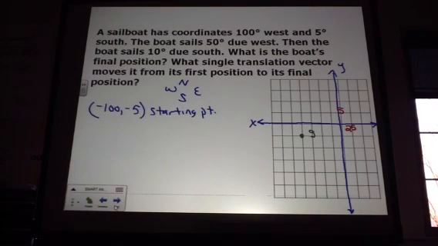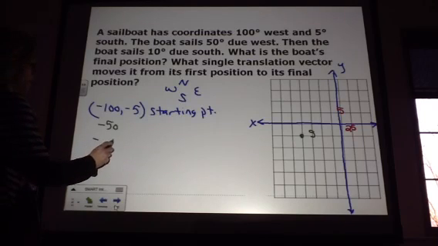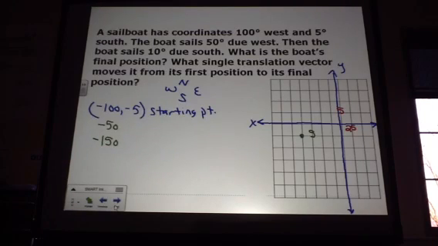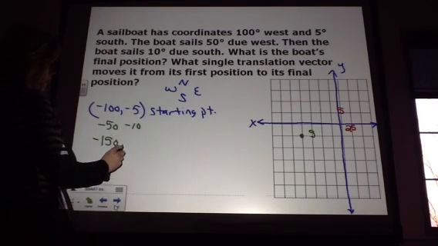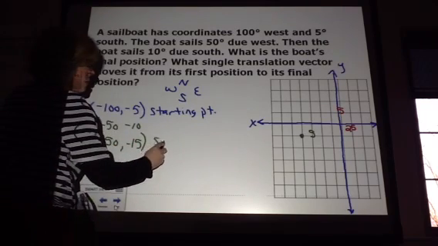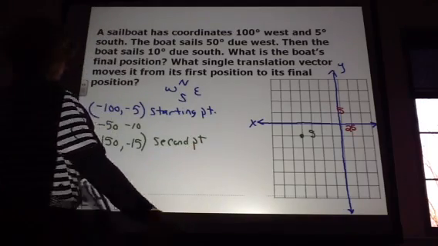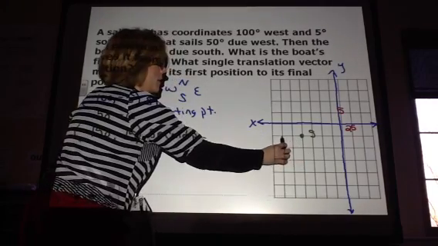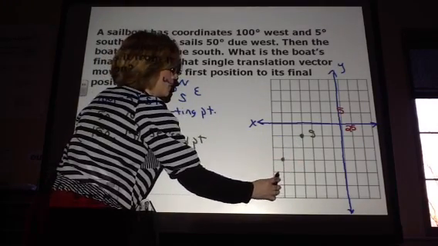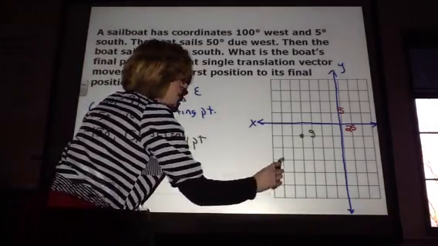Okay? Then the boat sails 50 degrees due west. So it's 50 degrees due west. So I end up at negative 150. Then the boat sails 10 degrees due south. Okay? So here is my second point. So from this point, I go 50 degrees west, then 10 south. I'll just call that P for second point.